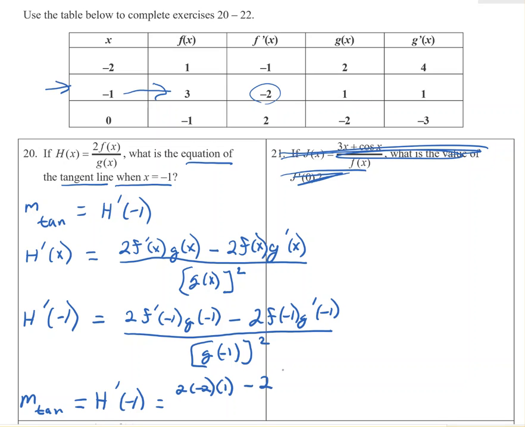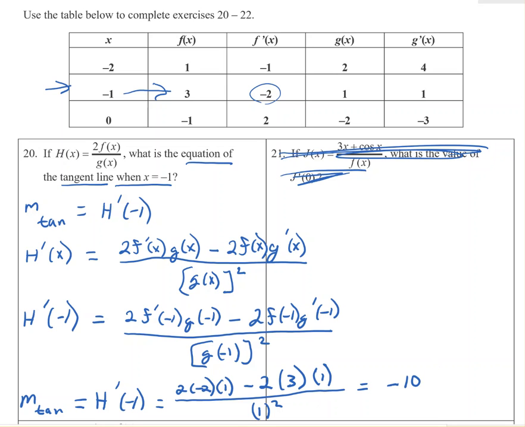minus 2 times f of -1, which is 3. And g prime of -1 is 1. And I need to go back and get g of -1 again, which is just 1. That's all over 1 squared. So we've got -4 minus 6, so -10 over 1, so just -10. Our tangent slope at -1 for this function will be -10.